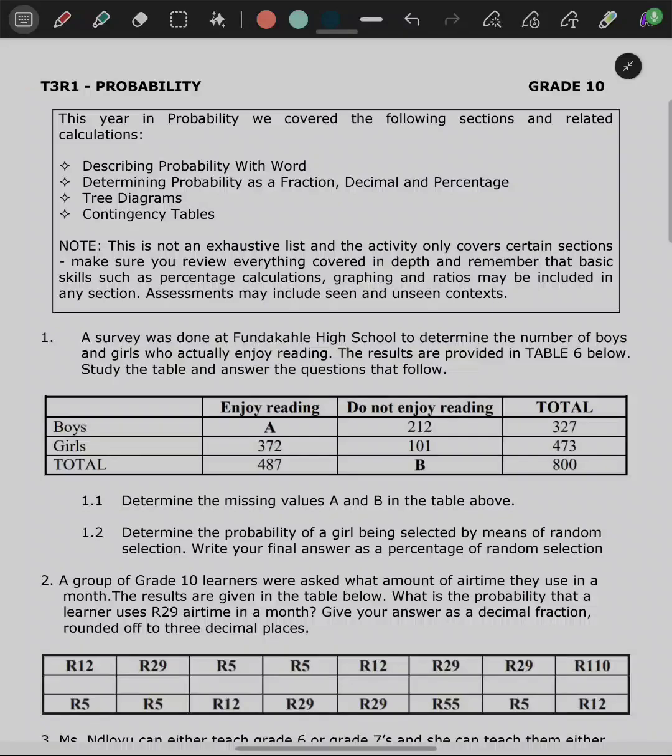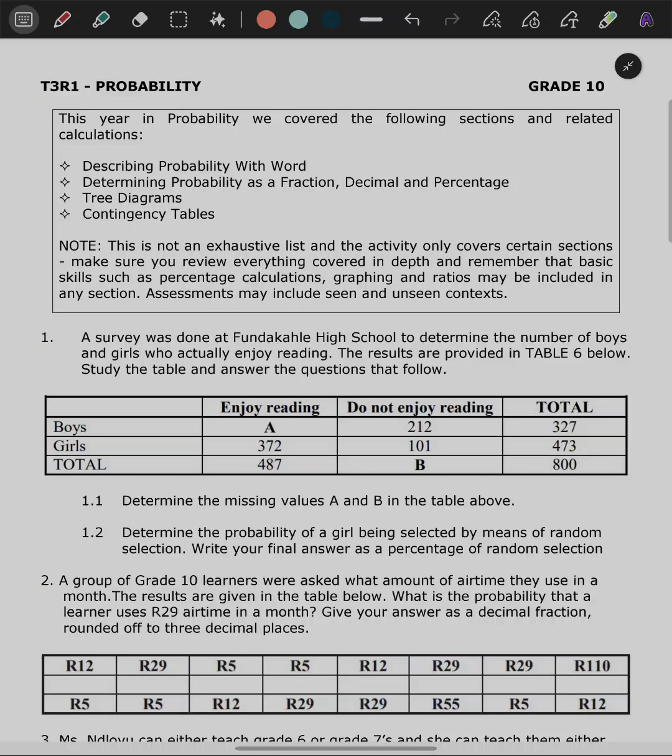So this is a review of T3R1, which is the probability activity. It actually should be T4R1. And probability is a section that came up in both papers, and it's approximately 5% of each of the papers. So we've got a few main things we need to be able to do.